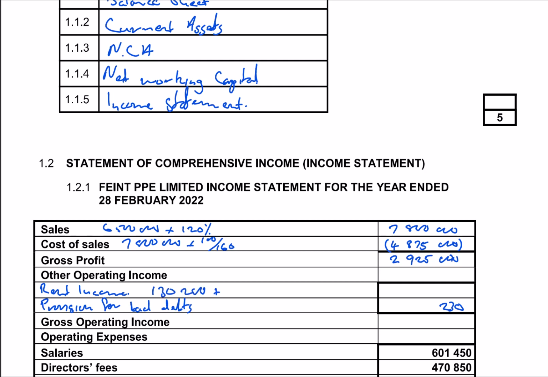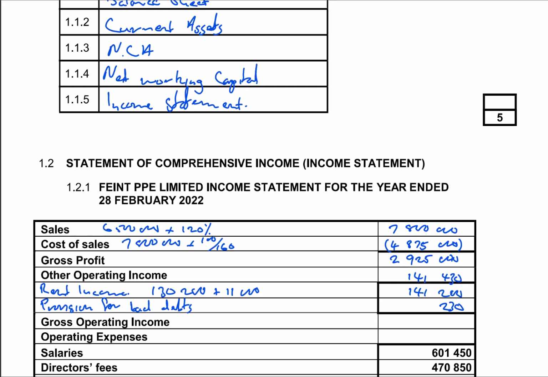130,200 plus 11,000. This will give you 141,200. This will give you a total of 141,430. Right, so we're done with that part. Then your total gross operating income.